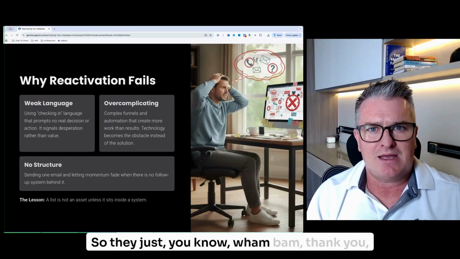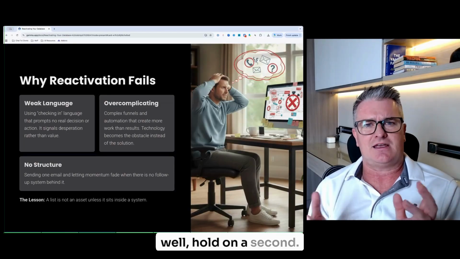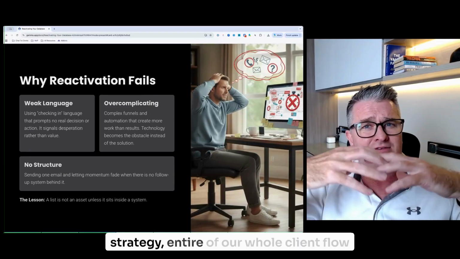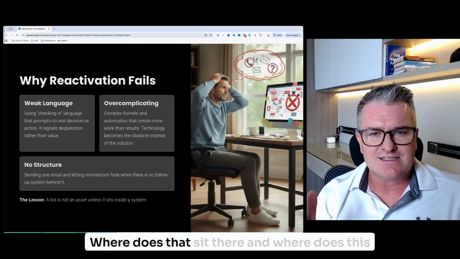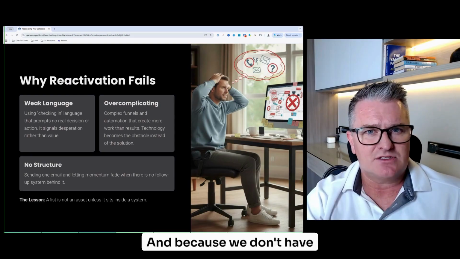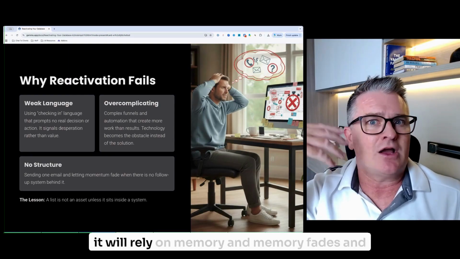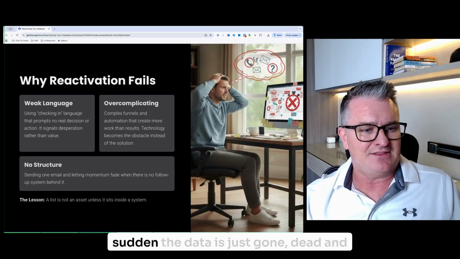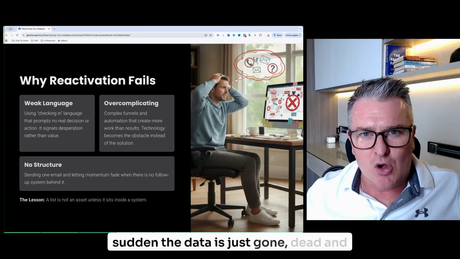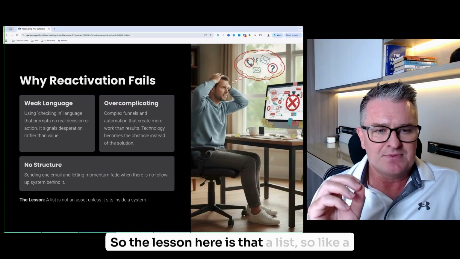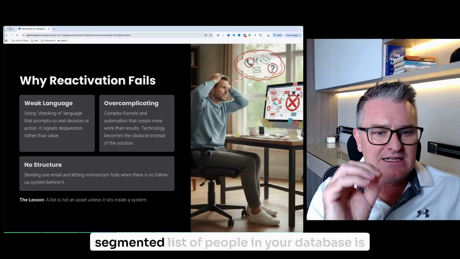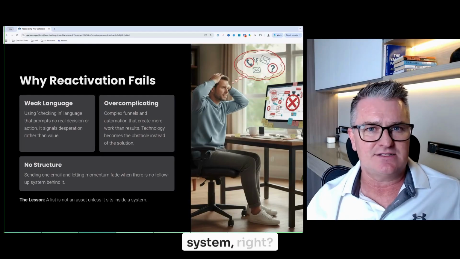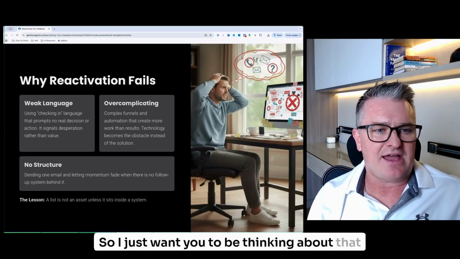So they just, wham, bam, thank you ma'am, send an email, instead of going, well, hold on a second. Where does this reactivation actually form part of our entire demand generation strategy, inside of our whole client flow strategy? Where does that sit and where does this go? Because we don't have structure, momentum fades, because typically we'll rely on memory, and memory fades. And then I'll do it tomorrow, I'll do it next week, I'll do it next month, and all of a sudden the data is just gone, dead and buried. So the lesson here is that a segmented list of people in your database is absolutely useless unless it sits inside of a system. I just want you to be thinking about that for a moment.